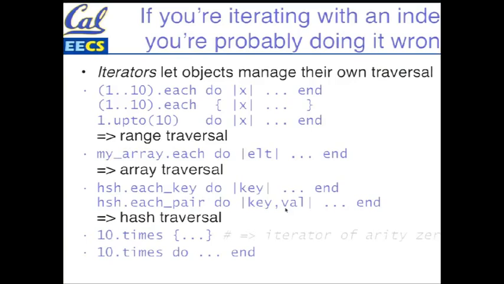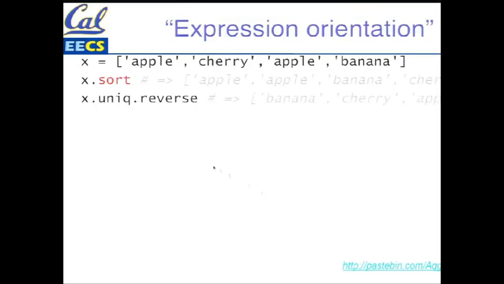So some people call this expression orientation in Ruby, which means that I can now take collections of things, like this array. I can call sort on it. I can call unique, which removes duplicates, and I can call reverse on the result of that. So I'm sort of chaining these expressions together. And remember, none of these are actually modifying x, right? x.sort creates a new copy of x and sorts it. x.unique.reverse creates a copy here and another copy here and returns that. So these are actually all non-destructive methods, unless I use the dangerous version.